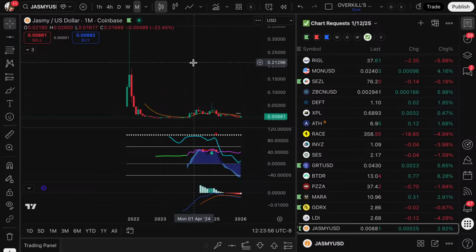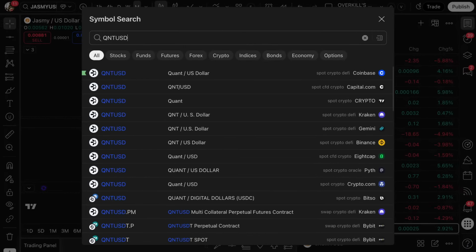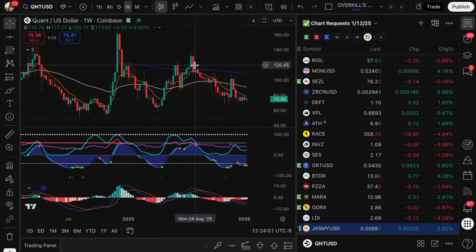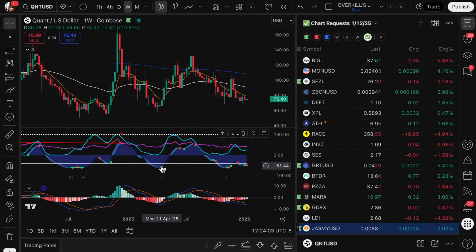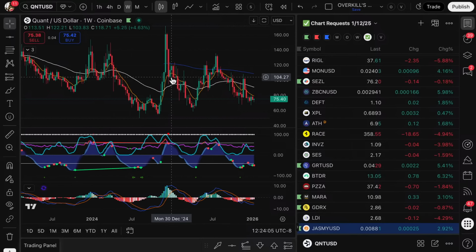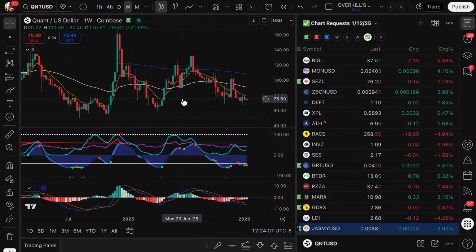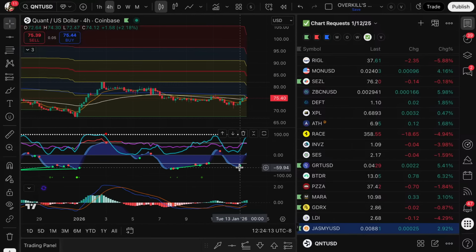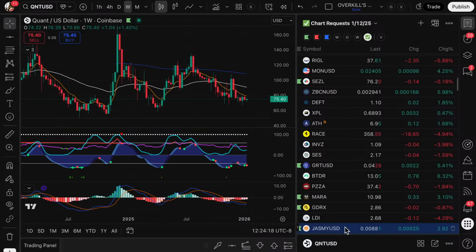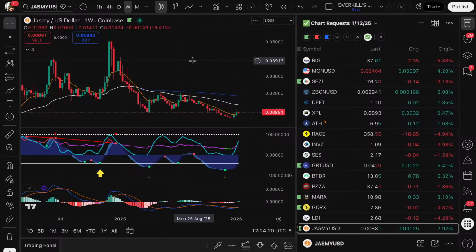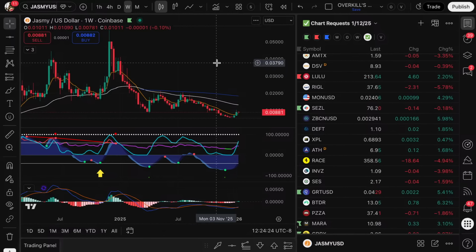Jasmine's one of those names that could absolutely explode here. That one looks fantastic. Quant QNT, another one we've been eyeing here as well. We're down here below the white line, so we're going to be buyers. This is one of those ISO tokens that not a lot of people know about. I like this one. Looks good at 75. There's just not a lot of hype behind that one. If I'm going to pick between those two, I'm probably going to choose Jasmine over Quant, just because Quant doesn't have quite the following.